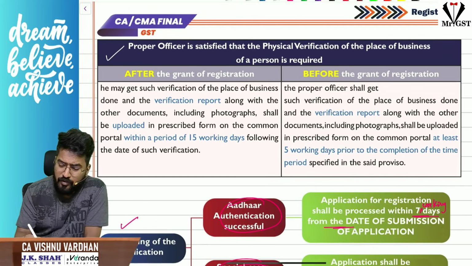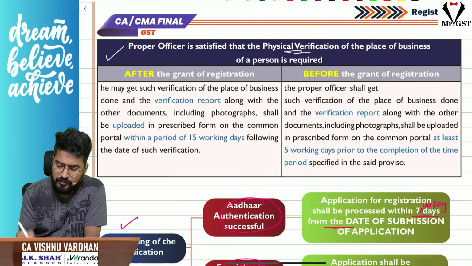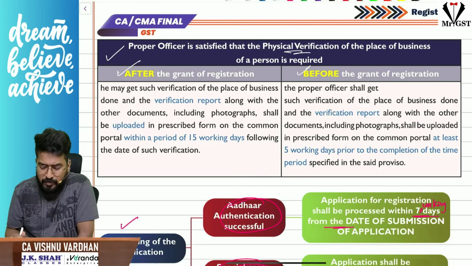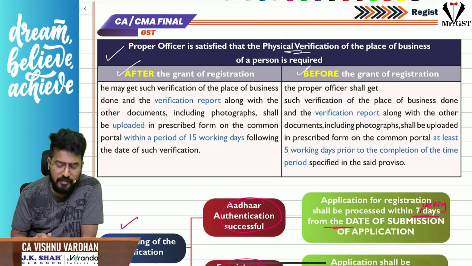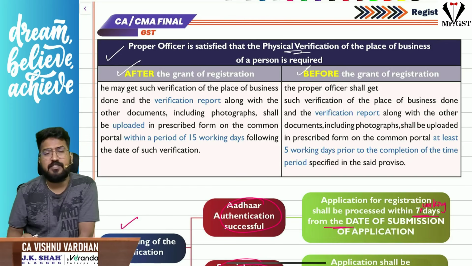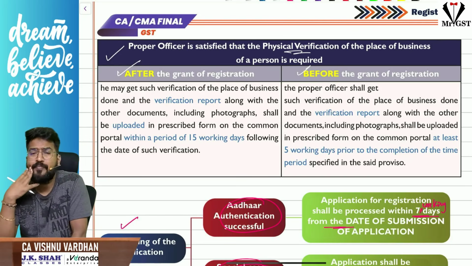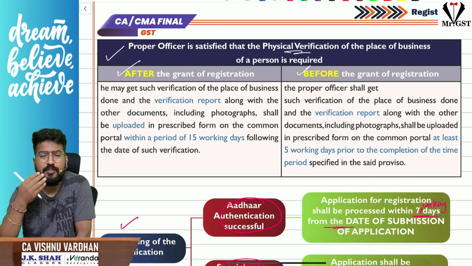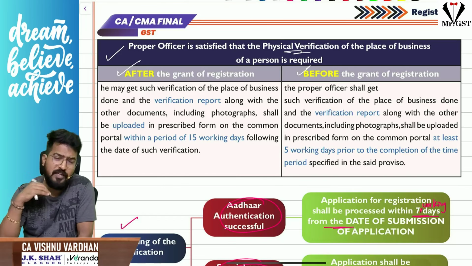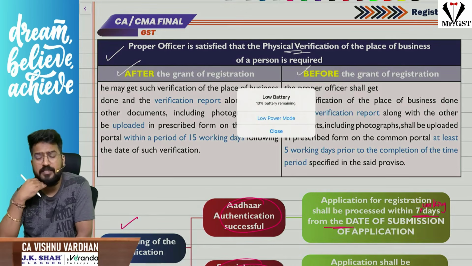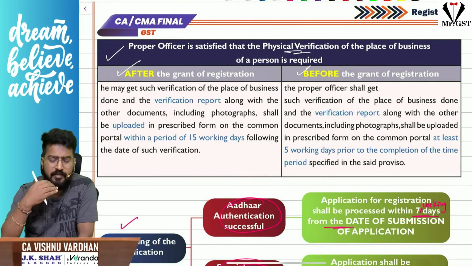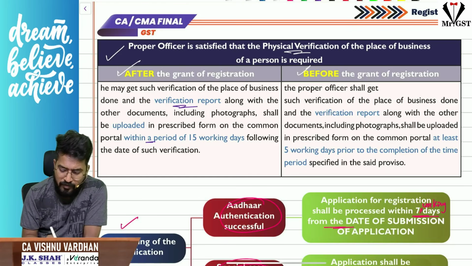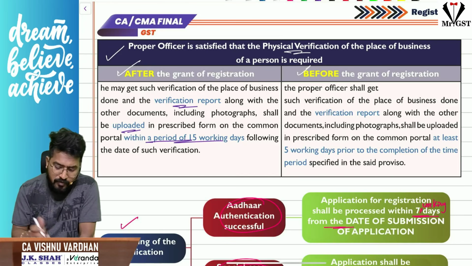So when they are carrying out the physical verification, what will happen? Sir, after the grant of registration, they may be doing physical verification, or before the grant of registration also they may be doing the physical verification. If they are doing it after grant of registration, you may be feeling, sir, why would physical verification come into the picture after granting registration? Because Aadhaar authentication is a recent topic, not from the beginning of GST. So earlier, those who got registered under GST law did not do Aadhaar authentication. So now, if they are getting their Aadhaar authentication done, the verification report will be uploaded within a period of 15 working days after that verification.